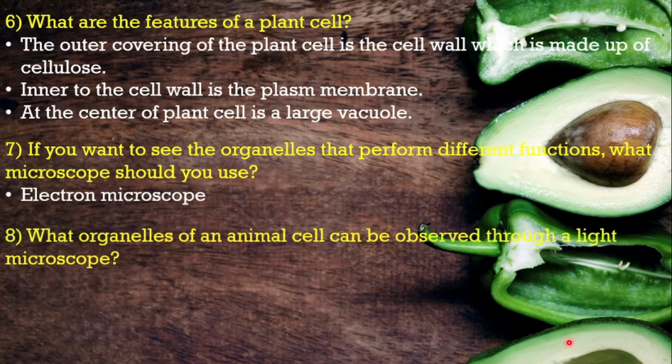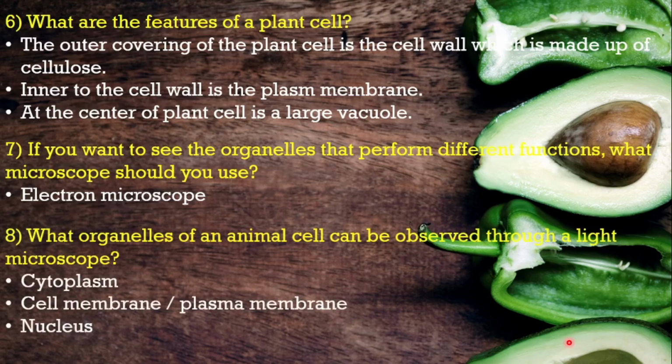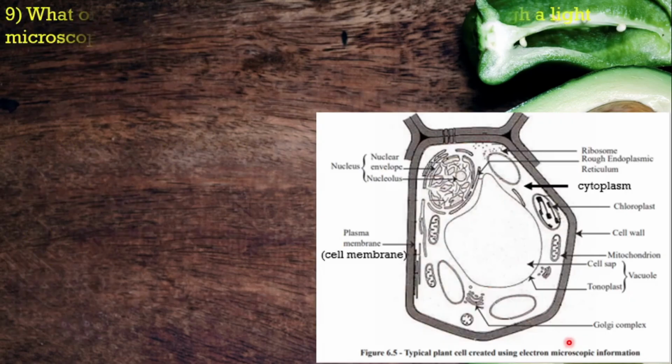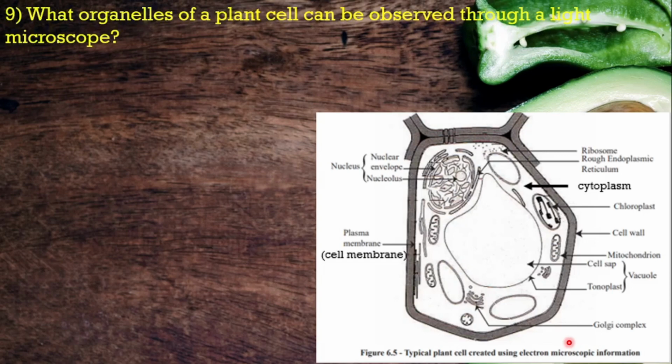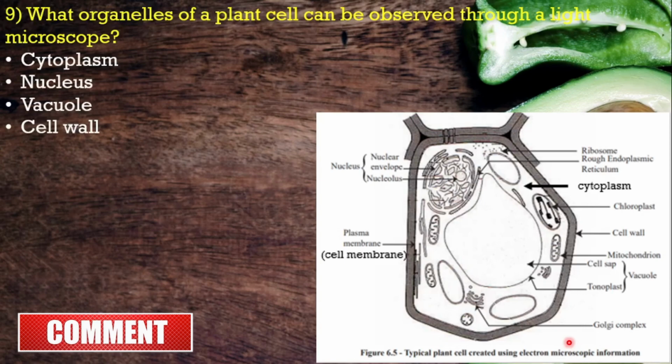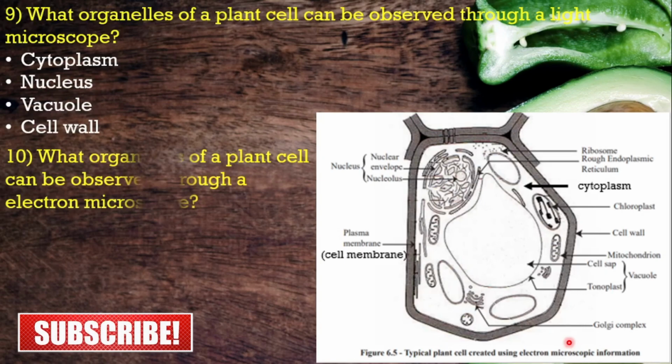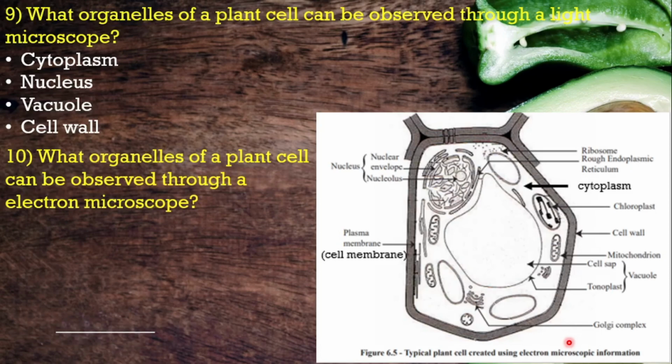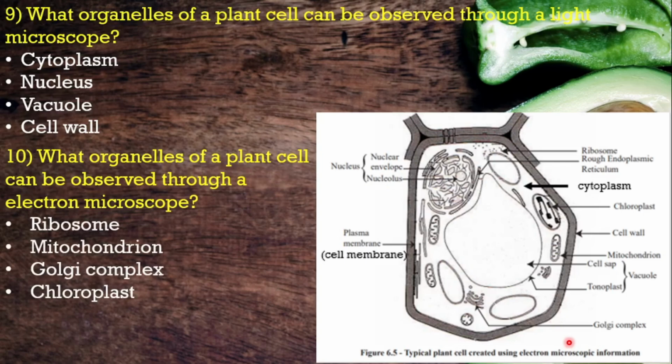What organelles of an animal cell can be observed through a light microscope? Actually, we can notice cytoplasm, cell membrane or plasma membrane, and nucleus. Next one. What organelles of a plant cell can be observed through a light microscope? You can see only cytoplasm, nucleus, vacuole, and cell wall. What organelles of a plant cell can be observed through an electron microscope? Ribosome, mitochondrion, Golgi complex, chloroplast.